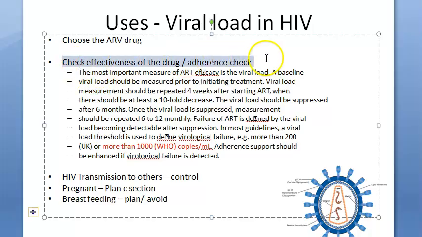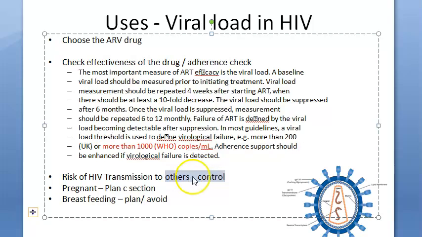Then you will check the effectiveness of the drug. Also, you will check if the patient is adhering to the regimen. And what did we say it should be? It should be less than 1000 copies per ml after 1 month. Then this will also tell you about the risk of transmission of the virus to others. Can you reduce this risk? That's what you are checking.